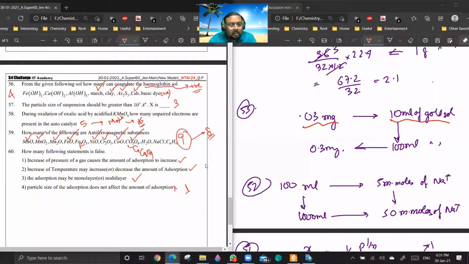Sir, is 57 4 or 3? 3. 1000 angstrom, no. No, 1 minute. You're asking in terms of... I think in NCERT it is given 1000 nanometer, no? Yes, sir. Then it should be 10 power 4, right? Yes, sir.